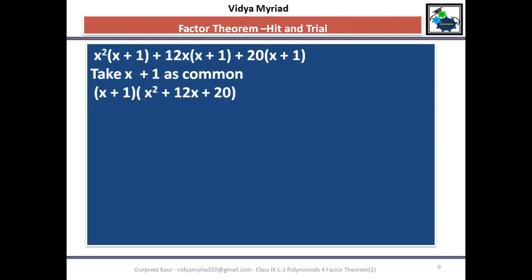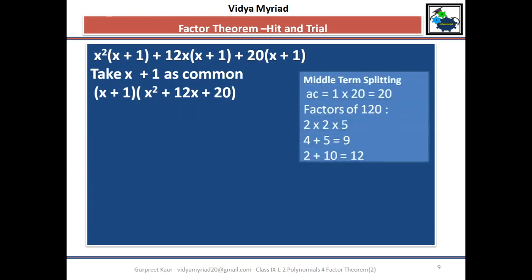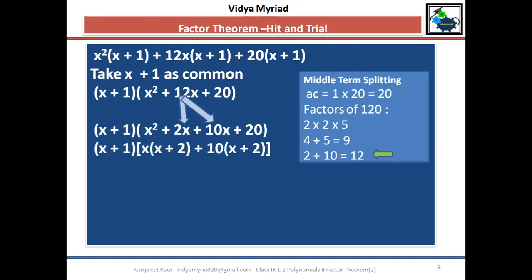This is a quadratic equation. I can easily solve it with the help of middle term splitting. When I solve it, I found that 2 and 10 is the correct pair or the combination to make 12. Okay. So I will put it in my equation. It will be 12x can be split up into 2x plus 10x. Now take out common. In this case, x plus 1 is already there. Then from x square plus 2x, you can take out x as common.